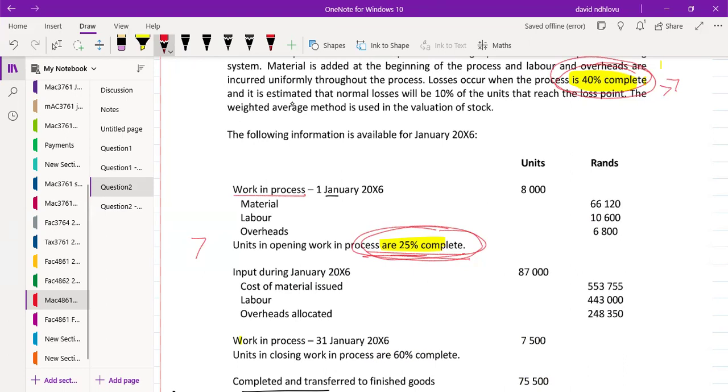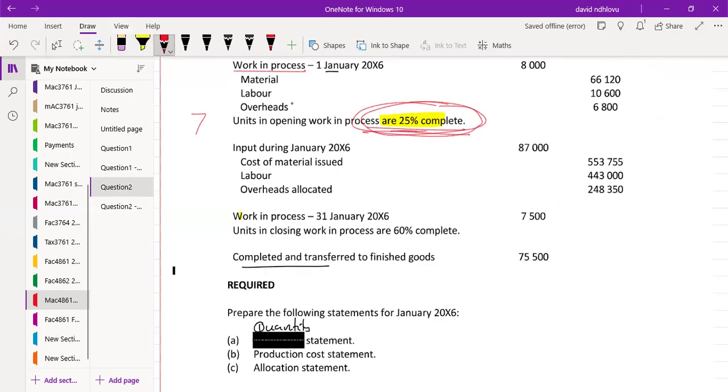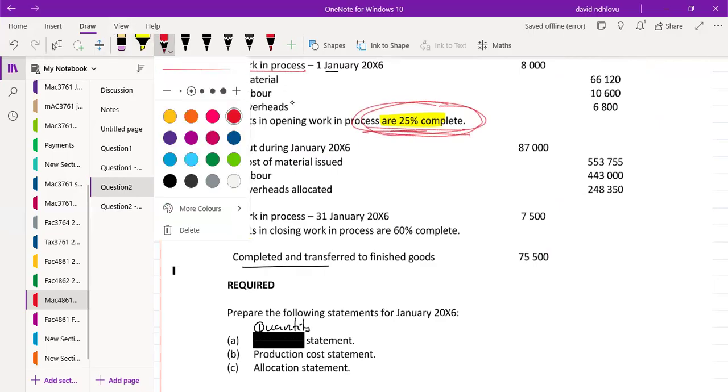So opening WIP units do have normal loss because they reached the wastage point in the current year. Are we clear? Okay. Yes. Right. So in principle, as long as the opening WIP is below the wastage point, then you are going to account for losses on the opening WIP. Next, you check the closing WIP. What is the level of completion of the closing WIP? 60%.